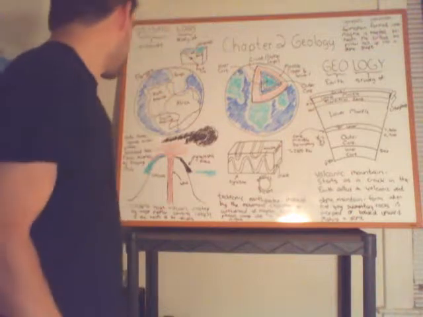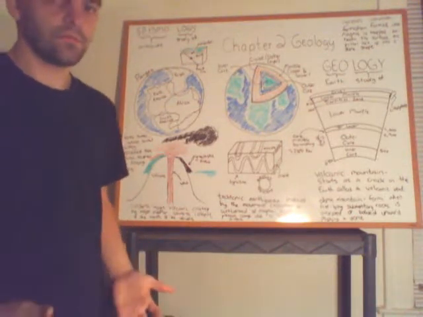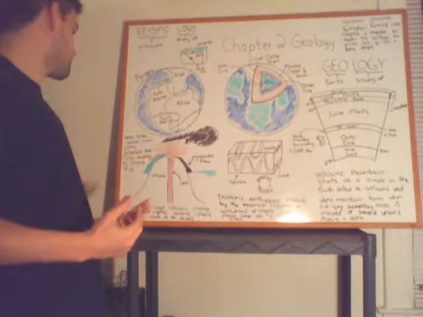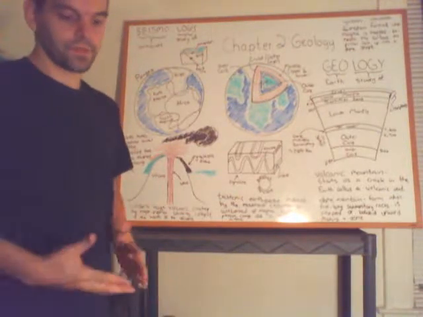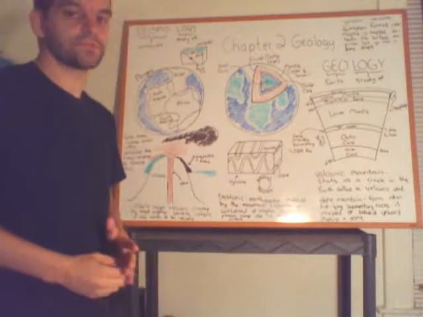Next, we have a lava tunnel. It's defined basically how it sounds. A lava tunnel is a natural tunnel within a solidified lava flow occupied by flowing lava. Okay. And then last but not least, we have igneous intrusion.